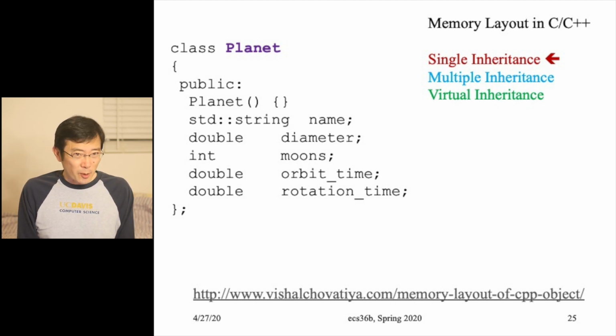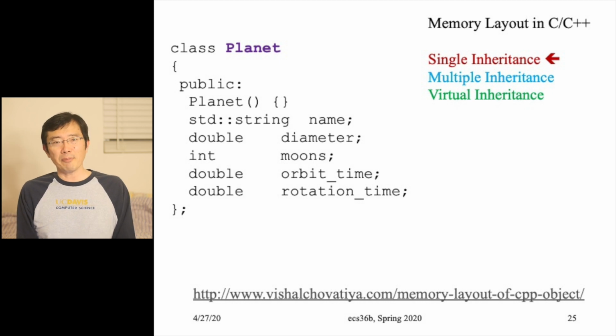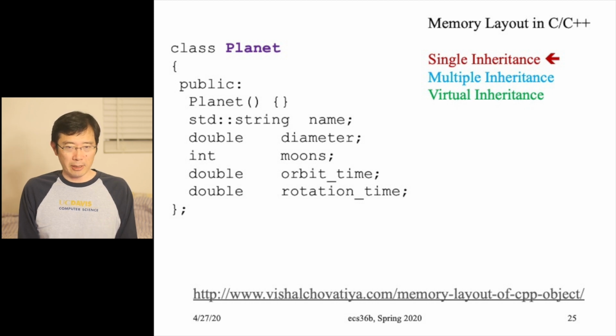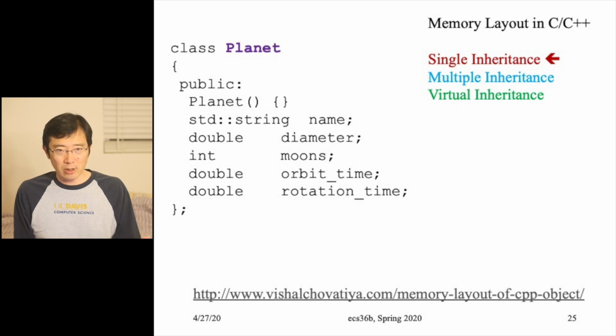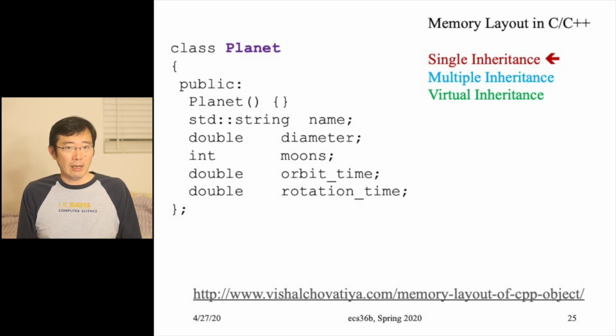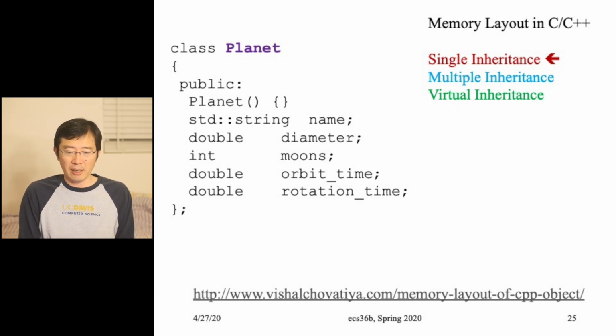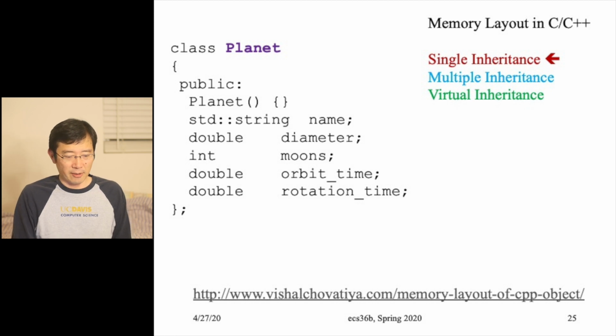In C++, in fact, we have 3 types of inheritance. So far I've only talked about single inheritance. I haven't talked about multiple inheritance, and I never talked about what we mean by virtual inheritance. Today I'm going to give you your first example of anything other than single inheritance, and a comparison: what's the difference between multiple inheritance and virtual inheritance?